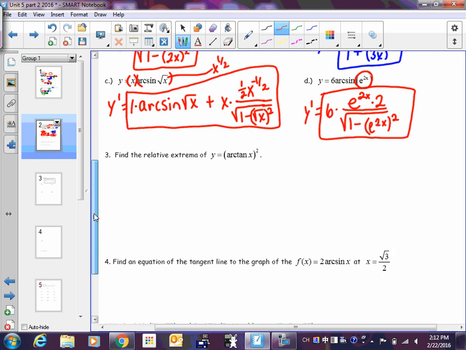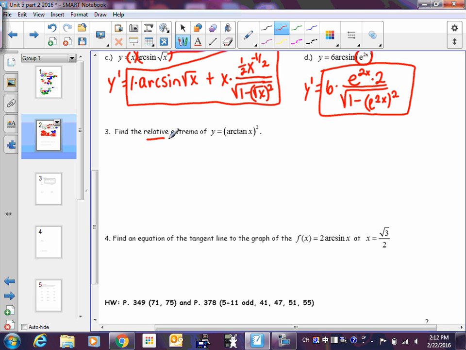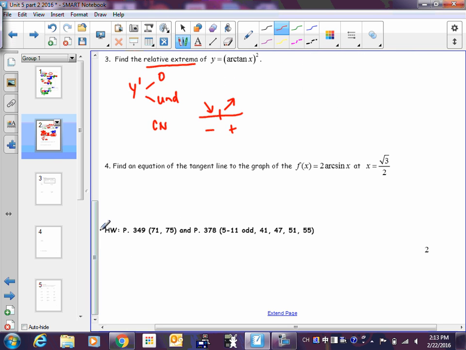I'm going to skip over 3 for now, but I do want to remind you of the general steps of how to do extrema. You find y prime, you figure out when y prime is 0 or undefined, that gives you critical numbers, and then you set up a sign chart, and it looks something like this. Just want to review that. You're not going to have to do any of these on your assignment tonight, but it's the same thing that we did before.